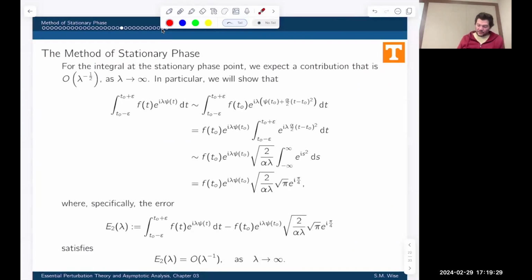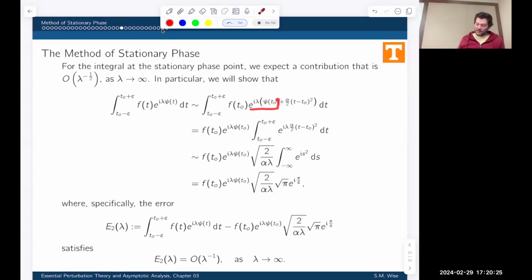Then we're going to zoom in on this integral around the point of stationary phase. We're going to argue that it contributes at most order big O lambda to the -1/2 power. So that's going to be the dominant contribution. And here's how. First I do the power series approximation of this guy up to second order. Then I argue that f of t can just be taken out. These intervals can be made small enough, and since this is a continuous function, it basically just contributes its value at the point of stationary phase. So I'm going to bring it out.